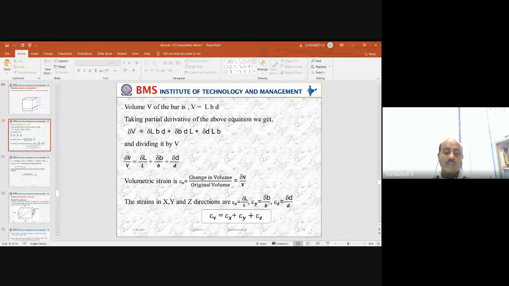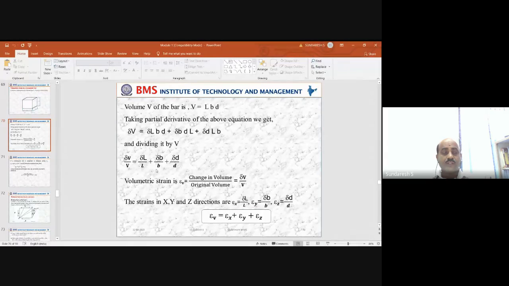So now look at the LHS part. It is the ratio of delta V by V. Delta V is nothing but the change in the volume, right? Change in the volume to the original volume. So what does it mean? The change in the volume to the original volume is what we defined as the volumetric strain, right? So on the LHS, we can write delta V by V as epsilon V, which is nothing but the volumetric strain.